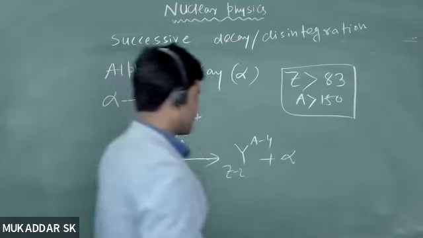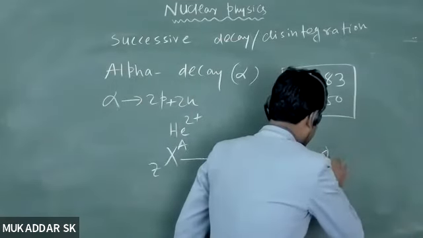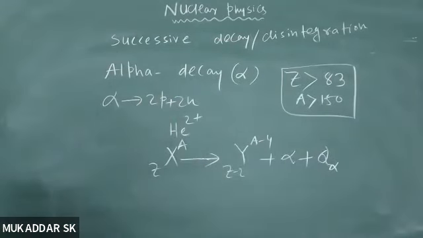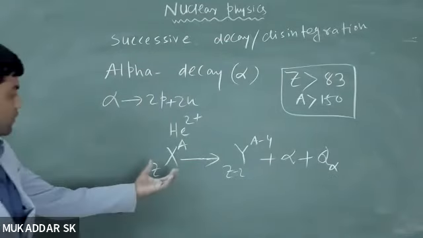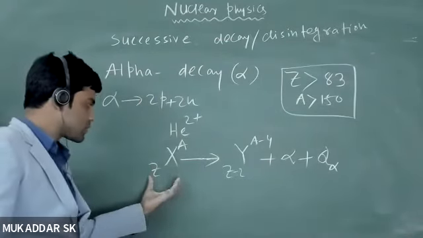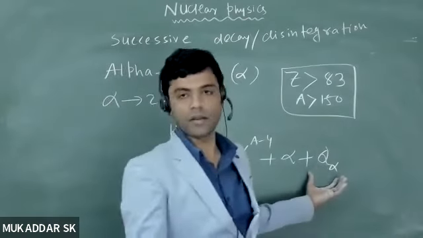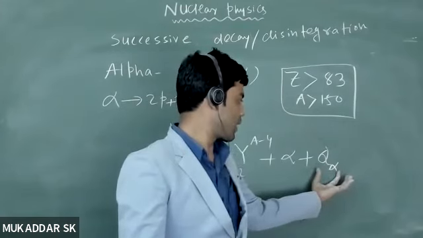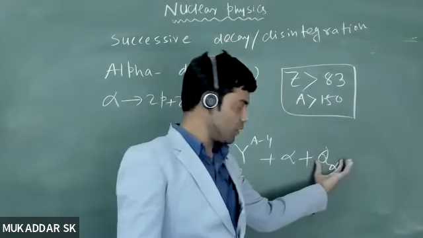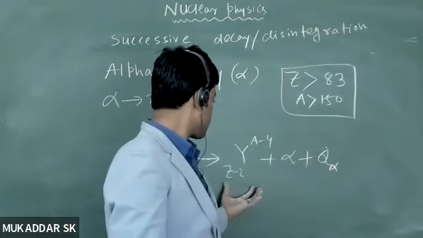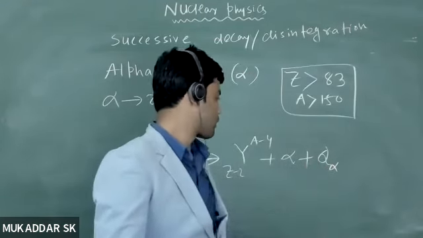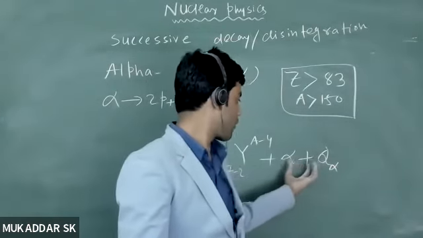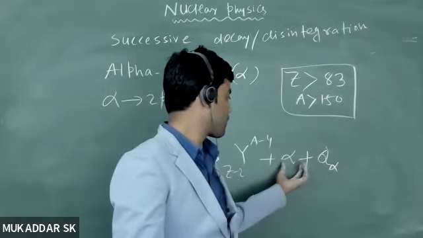And in this reaction, there's a production of energy, and that is known as Q alpha. Why am I writing Q alpha? Because this process is a spontaneous process. In a spontaneous process, there will always be release of energy. Q means release of energy. And why am I writing alpha? Because this release of energy is in the form of kinetic energy of the products. But why Q alpha? Because most of the energy is released in the form of kinetic energy of the alpha particle.